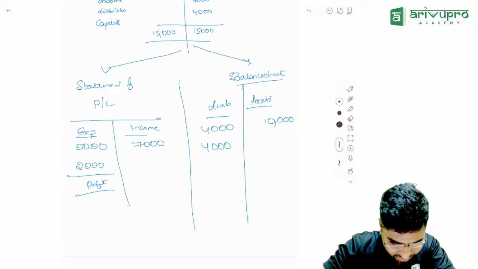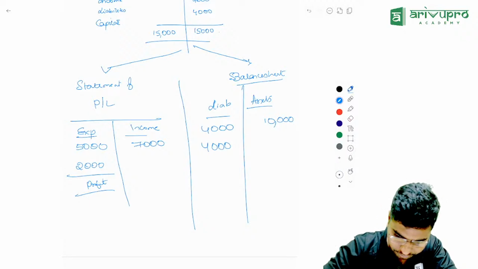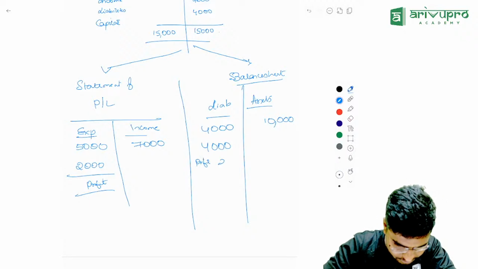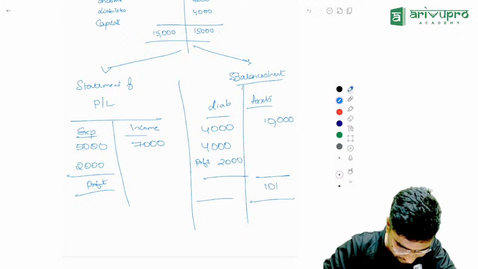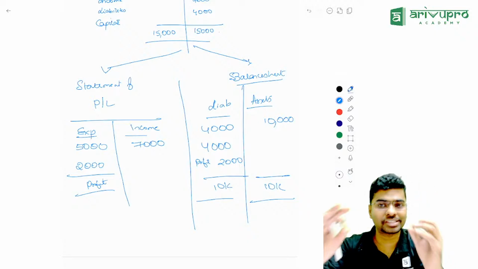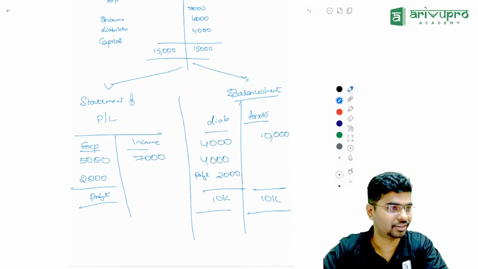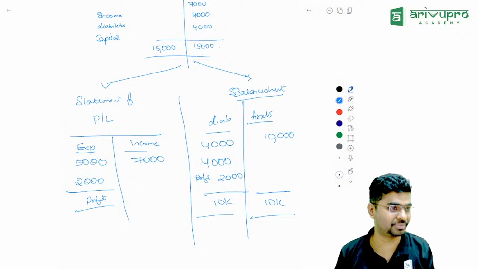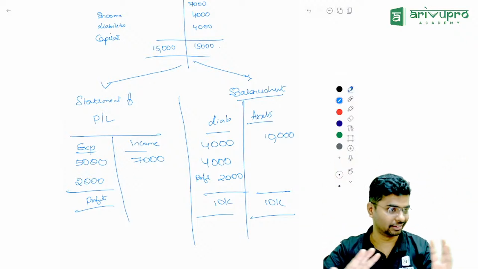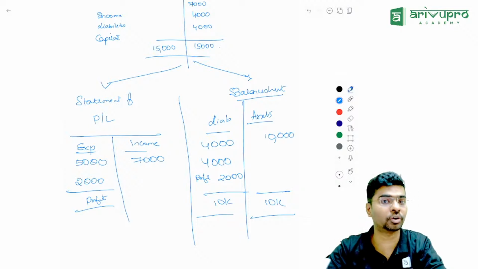So I'll write profit here. Look into it. Profit 2,000. Does this tally now? 10,000. That's all a financial statement. We learn so many things here, there, and all. This is all a financial statement. This is like a skeleton. Now from here, we are going to be developing it.